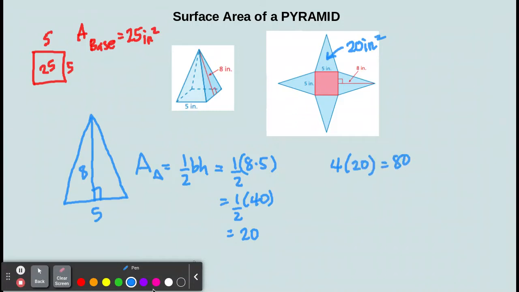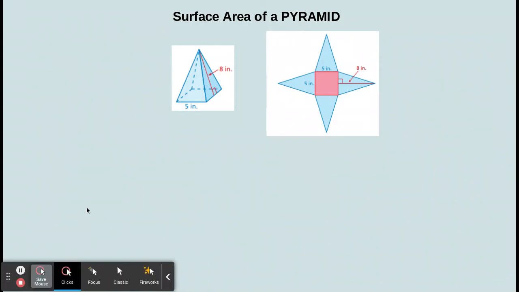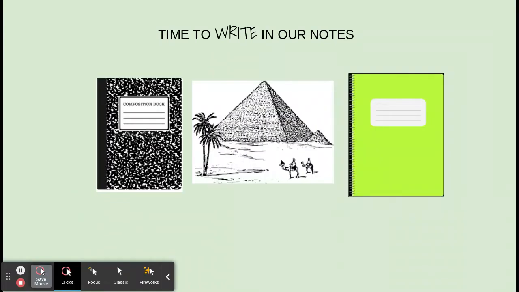All right, so if we add it all up, we have for our base 25 inches squared plus all of our lateral faces, which is 80 inches squared. So altogether we have 105 inches squared as the surface area of this pyramid. Now it is time for you to write in your notes the formula for the surface area of a pyramid.